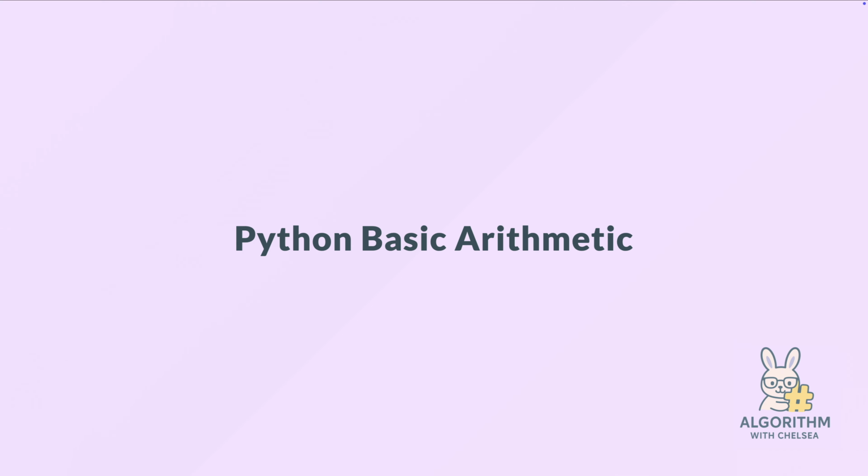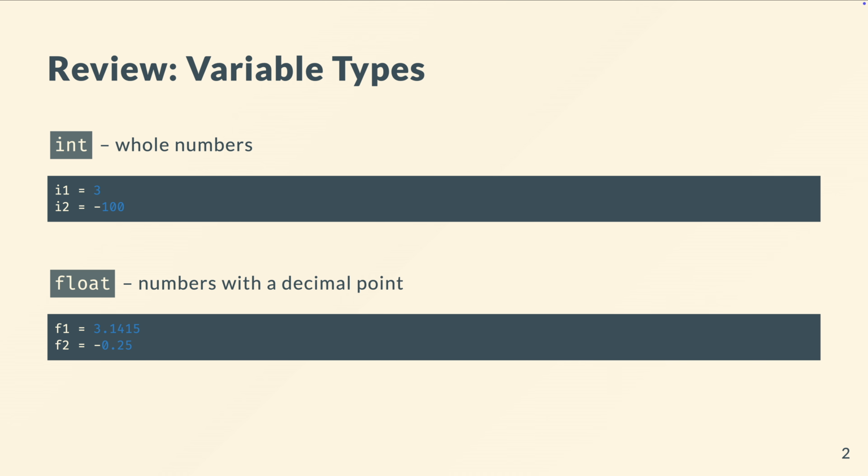Today we will learn basic arithmetic in Python. We will practice plus, minus, times, different kinds of division, and remainders. We will also learn the order Python uses when there are multiple operators. Let's begin. Let's quickly review two number types.